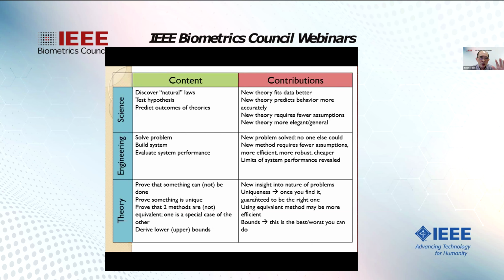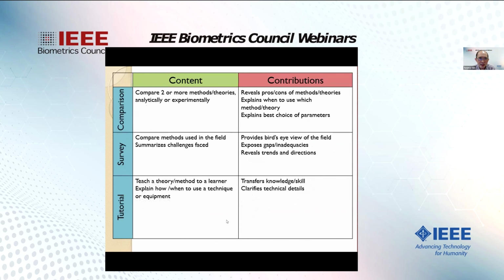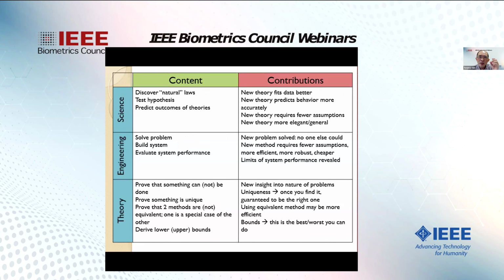So in the rest of the table, I talk about theory and other kinds of paper and the expected contribution. I don't have time to cover all this. Please refer to my slides for the details. But the key idea here is that you need to understand the type of paper you are writing and the expected contributions, and then be able to pitch your contribution clearly.